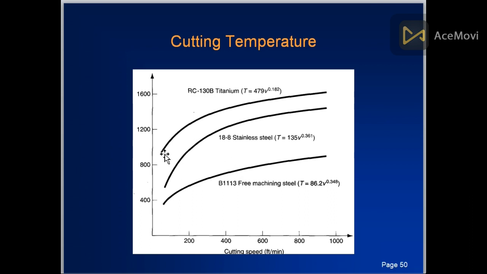If the cutting speed is initially low, the temperature is low, but as it gets higher, the temperature rises more slowly. This is for stainless steel, and this is for some free machining steel. That's all for the theory of metal machining. It's basically the start of the second half of the machining manufacturing process.